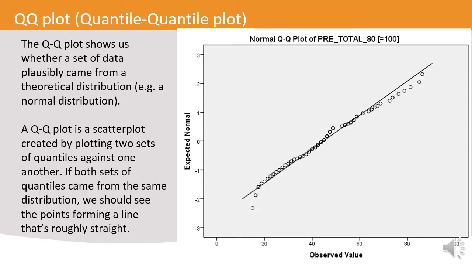Let's move on to a quantile-quantile plot. The QQ plot shows us whether a set of data plausibly came from a theoretical distribution, in other words, from a normal distribution. A QQ plot is a scatter plot created by plotting two sets of quantiles against one another. If both sets of quantiles came from the same distribution, we should see the points forming a line that's roughly straight.